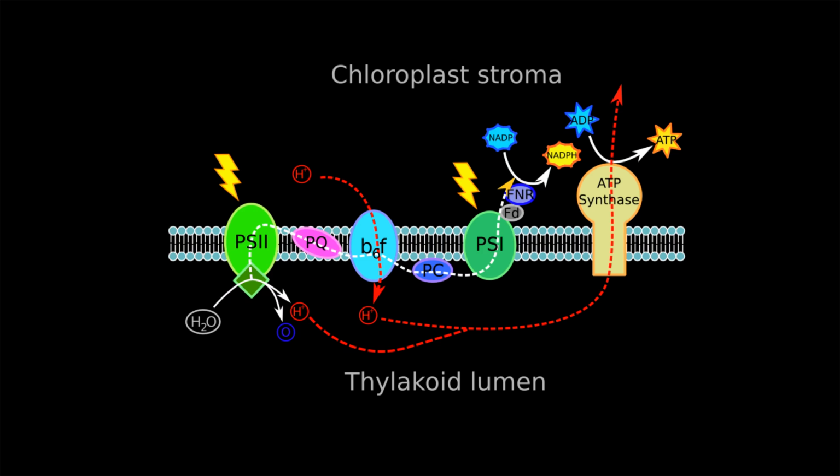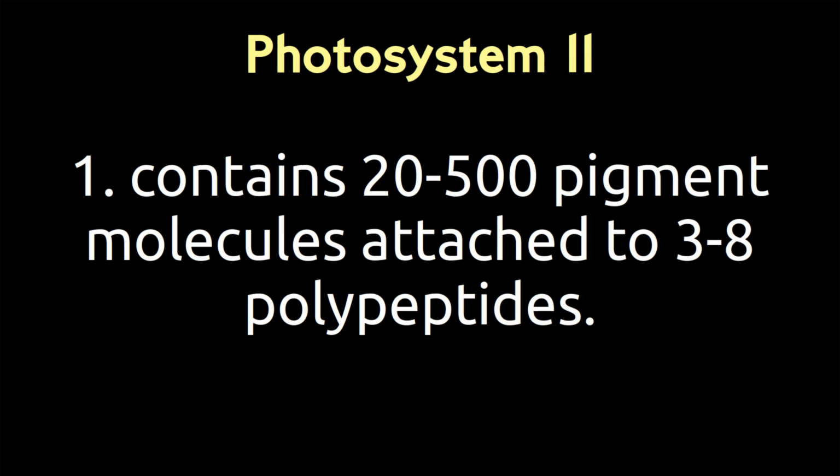So, we have light that is interacting with photosystem 2, and photosystem 2 actually contains a lot of individual pigment molecules in its light harvesting complex, anywhere between 2 to 500 pigments. Depending on the specific plant or algae photosystem, they're attached to anywhere between 3 to 8 polypeptides. So we have these pigments attached to polypeptides, making up the light harvesting complex.